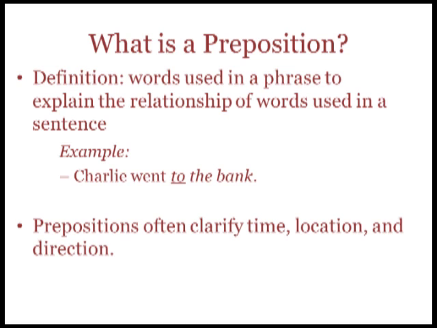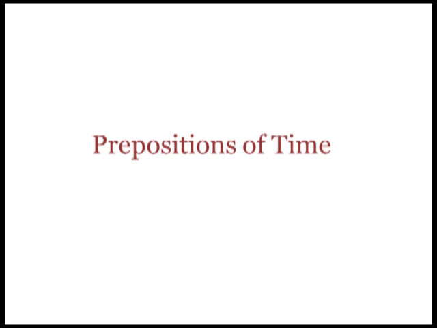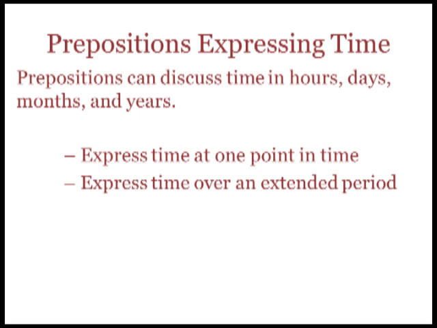Prepositions often clarify relationships such as time, location, or direction. Let's start with prepositions that express time. We use prepositions to discuss time in hours, days, months, and years. Prepositions that discuss time can be divided into two categories. First, prepositions that express time at one point, or second, prepositions that express extended time.